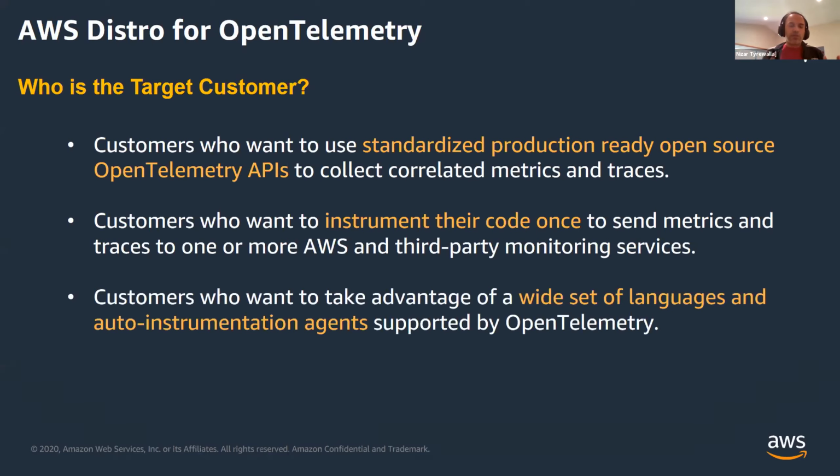And then the other type of target customer is a customer who wants to use the wide set of SDKs and language support that comes with OpenTelemetry. So today, OpenTelemetry comes with 11 SDKs plus an auto instrumentation agent in Java. We are continuously working to provide auto instrumentation agents in .NET. We have some capabilities of auto instrumentation in Python and so on. So you have a wide set of language support automatically from the get-go.